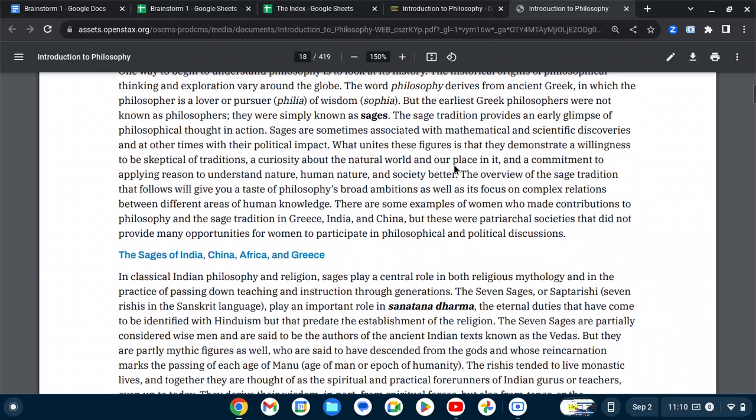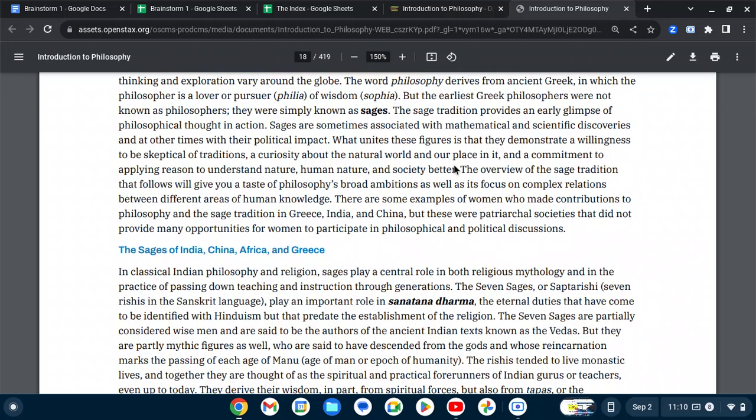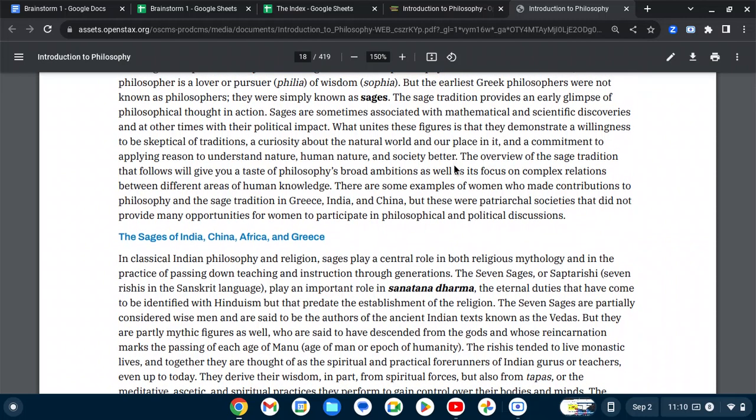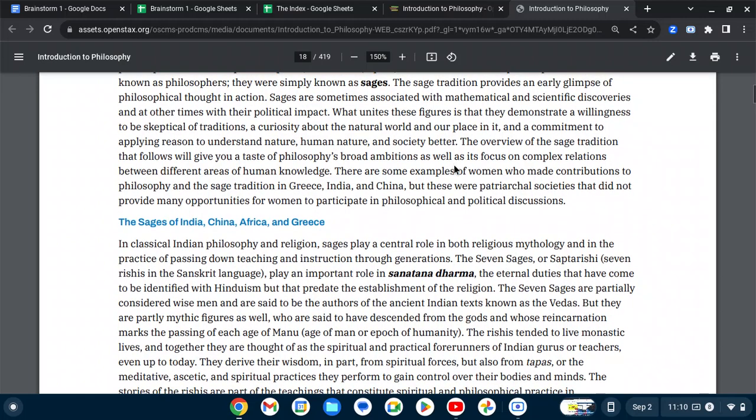The historical origins of philosophical thinking and exploration vary around the globe. The word philosophy derives from ancient Greek, in which the philosopher is a lover or pursuer of wisdom. But the earliest Greek philosophers were not known as philosophers, they were simply known as sages. The sage tradition provides an early glimpse of philosophical thought in action. Sages are sometimes associated with mathematical and scientific discoveries, and at other times with their political impact.